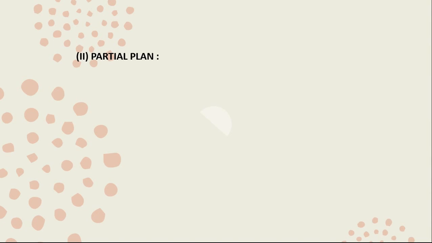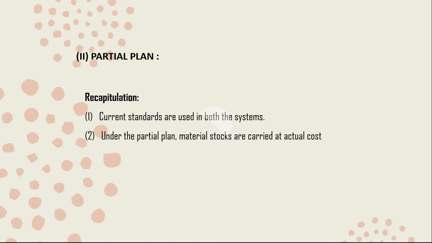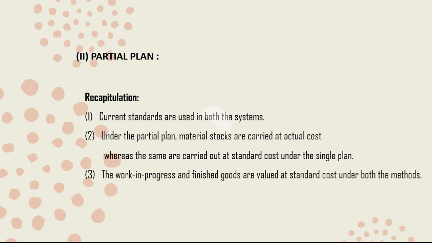Partial plan. In the partial plan, variances are analyzed at the end of period. Under this method, the work in progress account is charged at the actual cost of production for the period and is credited with the standard cost of the period's production of finished product. Recapitulation. 1. Current standards are used in both the systems. 2. Under the partial plan, material stocks are carried at actual cost whereas the same are carried at standard cost under the single plan. 3. The work in progress and finished goods are valued at standard cost under both the methods.